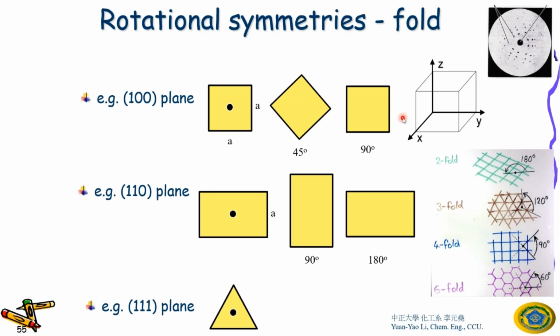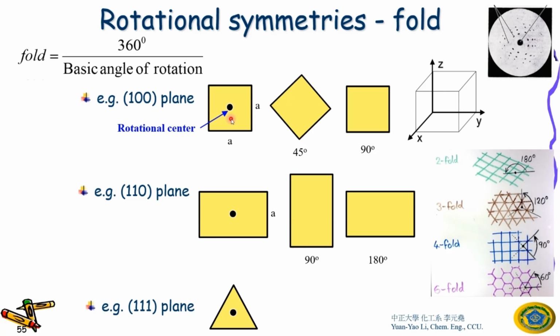You will return to the original shape. So the important thing is you pick up the rotation center first, and you start to rotate, and you see what degree you rotate, and then you will reach the original shape. And fold is the equation of this. Fold is 360 degrees divided by the base angle of rotation. So this is the base angle of rotation.